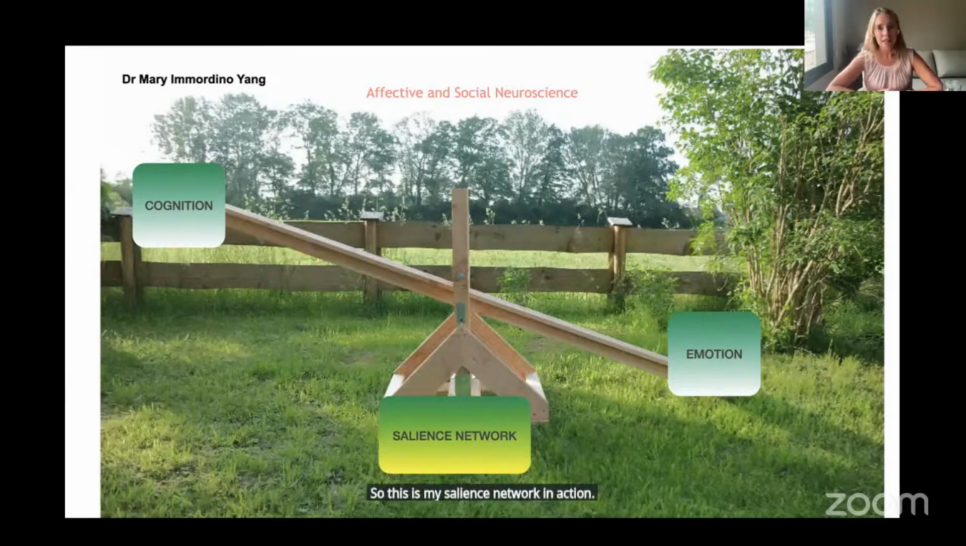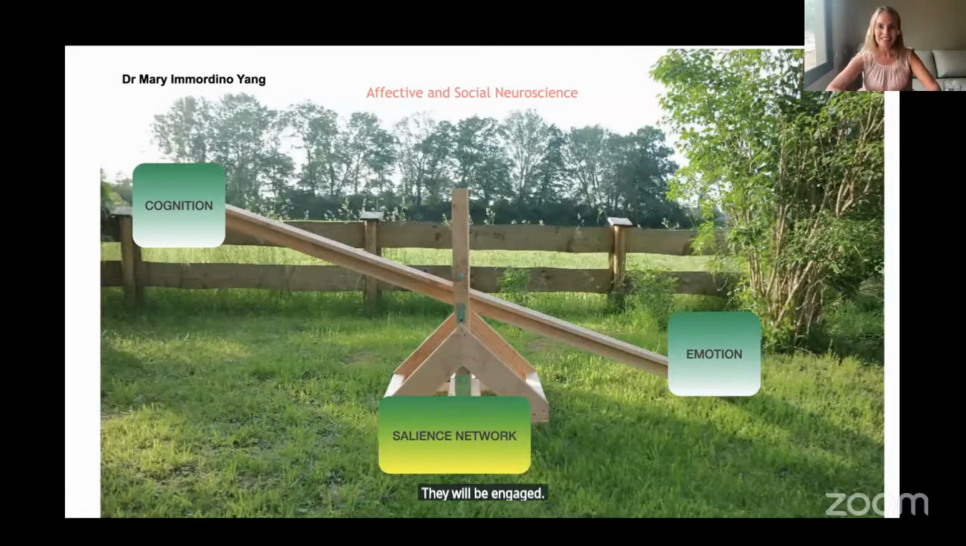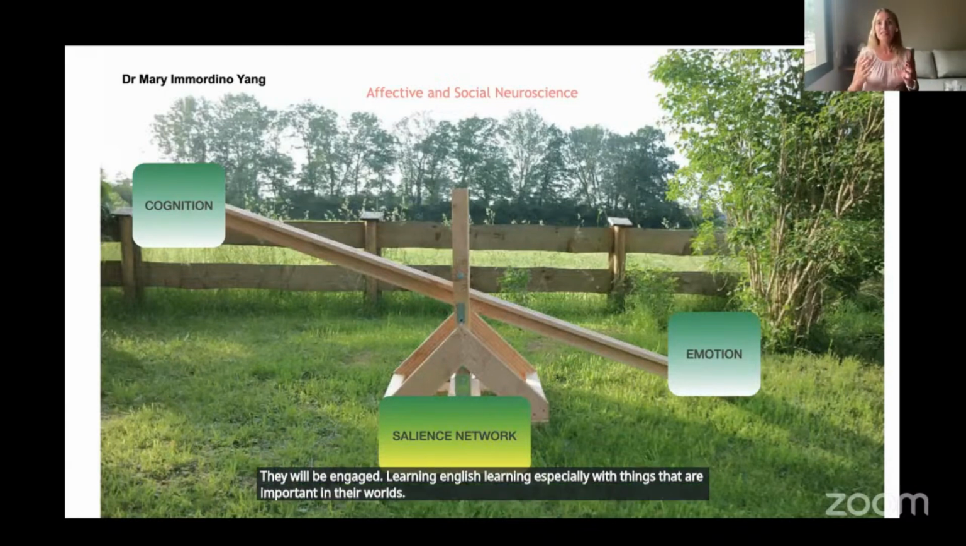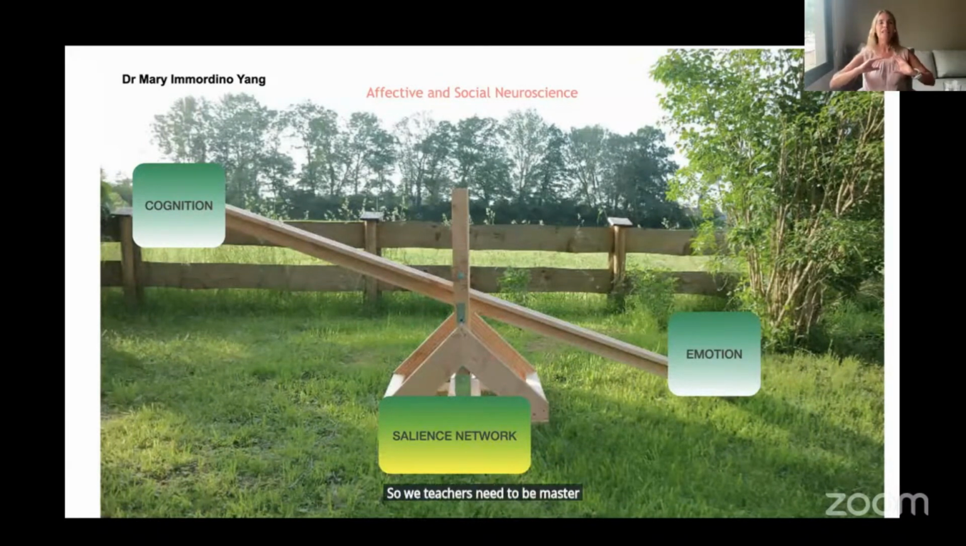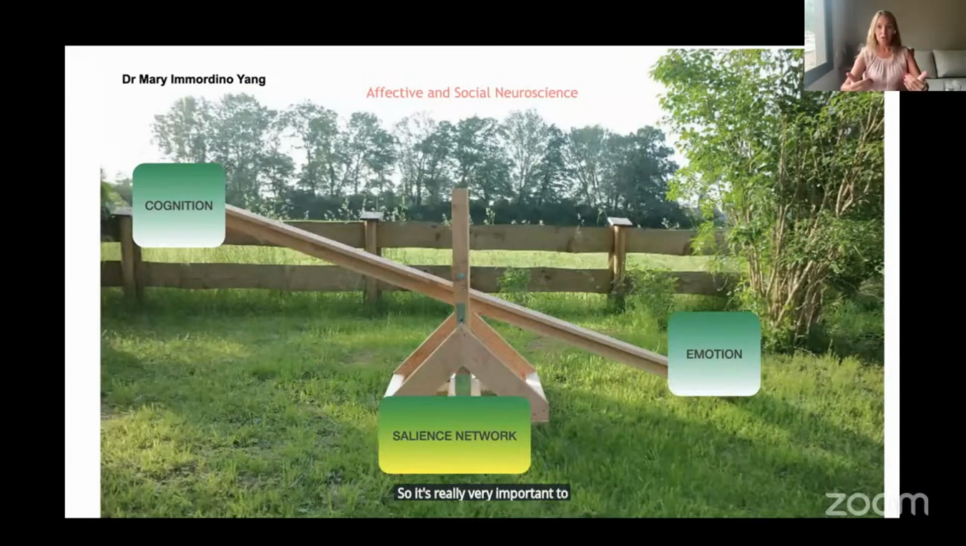What I'm trying to say with this, we need to teach students through relevance. They will learn what they can see value on. They will be engaged in learning English, especially with things that are important in their world. So we teachers need to be master creators of a bridge between what we have to teach and what is important for them. Okay? So it's really very important to share why whatever we are teaching is important.